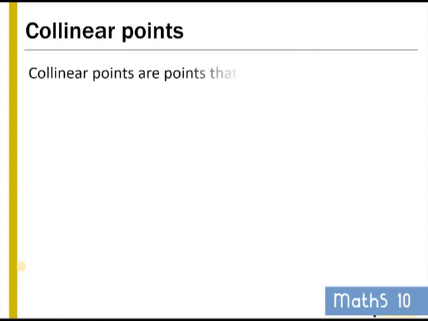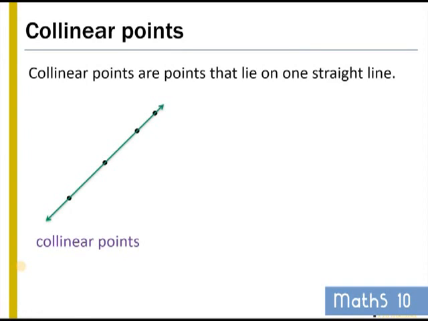Collinear points. Collinear points are points that lie on one straight line, like this. These are collinear points. These ones are not, because they do not all lie on the same straight line. These ones are non-collinear points.